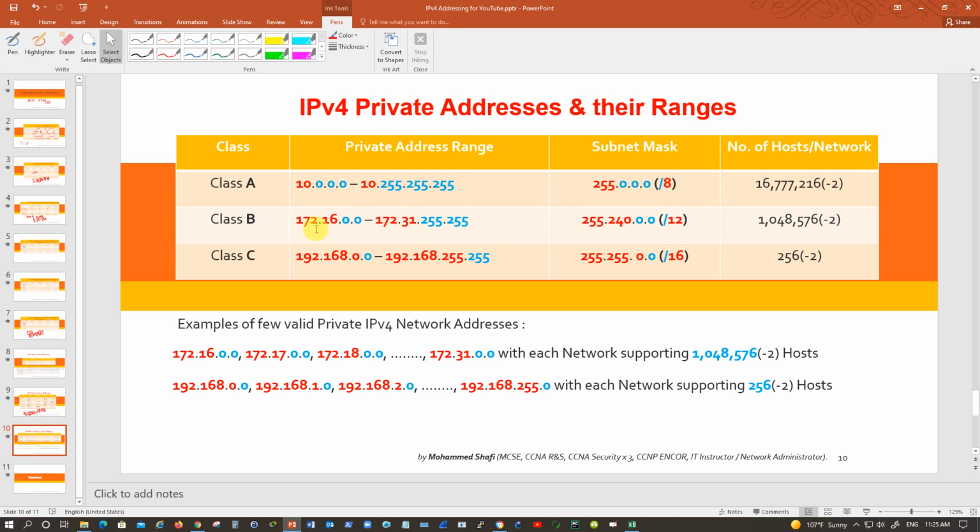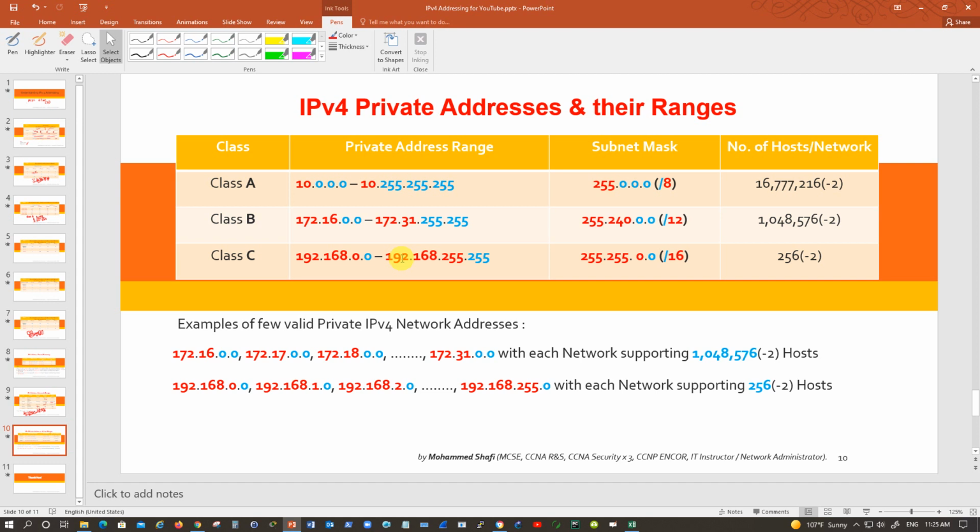This is for class A, and class B has reserved up to here, /12. You can see, meaning they have taken some extra bits, starting from 16 to 31 in the second octet. Class C has starting from 192.168.0.0 to 192.168.255.255. All these are private addresses, meaning that actually they are blocked by internet service providers from reaching out to the internet. It is not that they cannot be reached, they can be, but they are blocked.